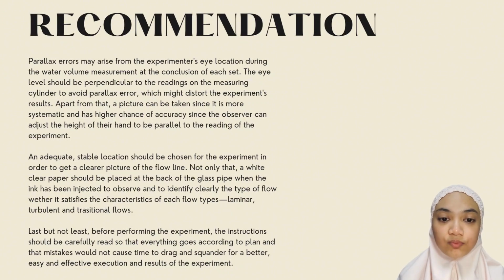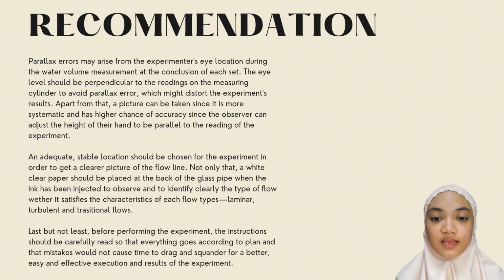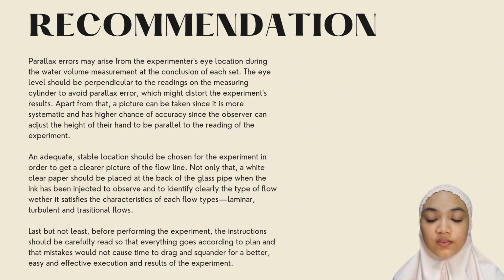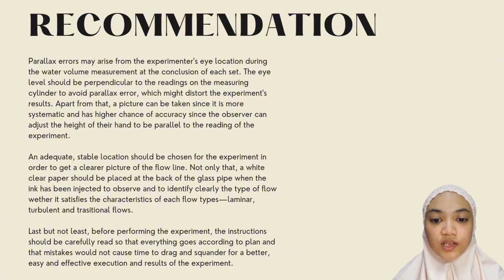the flow line. Thirdly, a clear white paper should be placed at the back of the glass pipe when the ink has been injected, to observe and identify clearly the type of flow, whether it satisfies the characteristics of each flow type: laminar, turbulent, and transitional flow. Last but not least, before performing the experiment, the instructions should be carefully read so that everything goes according to plan and mistakes would not cause time to drag and be squandered, for a better, easy, and effective execution and result for this experiment. Thank you very much.